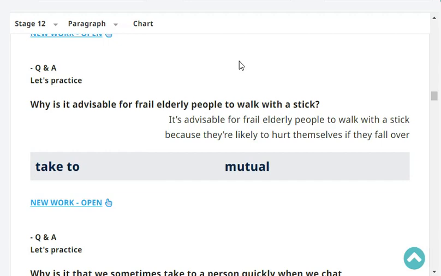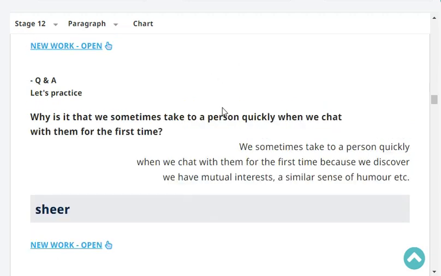It's advisable for frail elderly people to walk with a stick because they are likely to hurt themselves if they fall over.